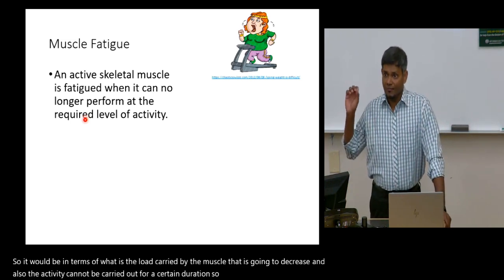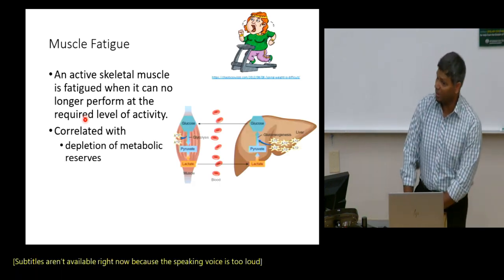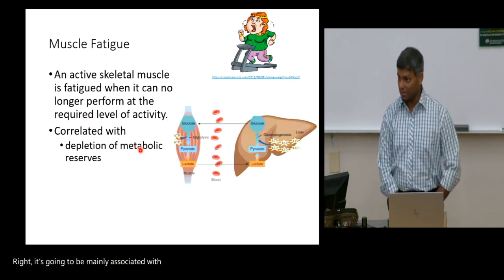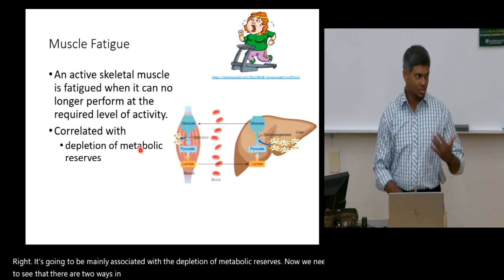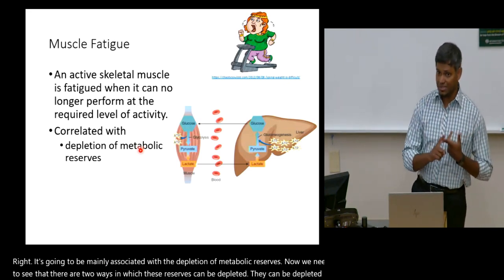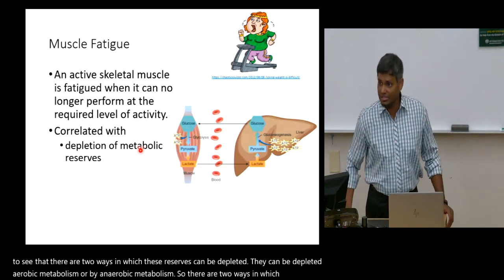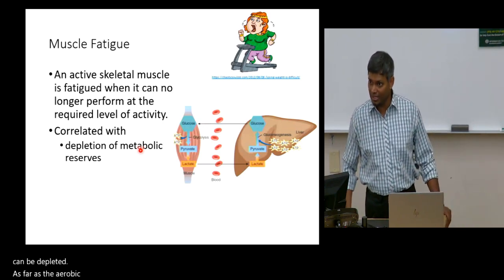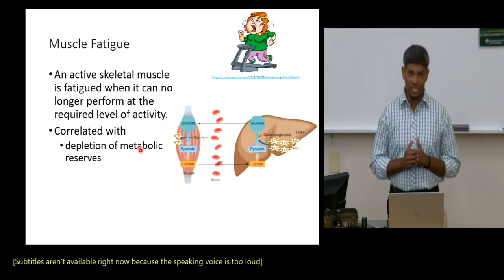So we see that fatigue is mainly correlated with the depletion of metabolic reserves. Right? It's going to be mainly associated with the depletion of metabolic reserves. Now we need to see that there are two ways in which these reserves can be depleted. They can be depleted by aerobic metabolism or by anaerobic metabolism. As far as the aerobic metabolism, which will lead to the depletion of these resources, is experienced by a person who is engaging in an endurance activity.